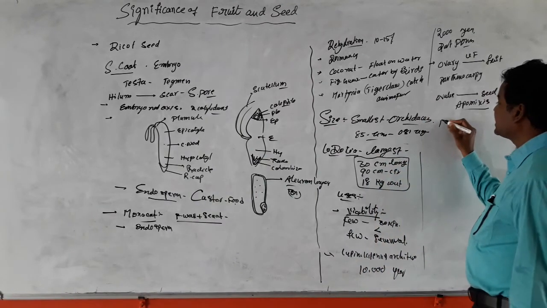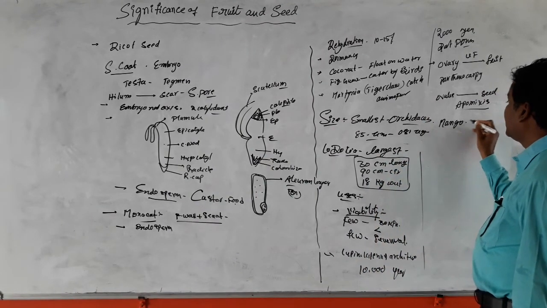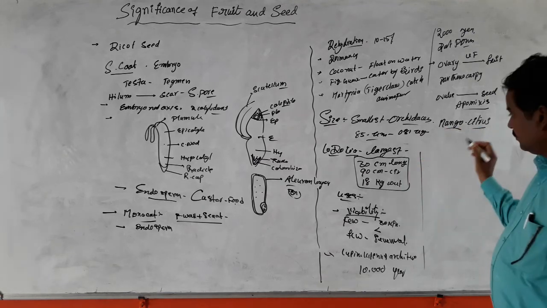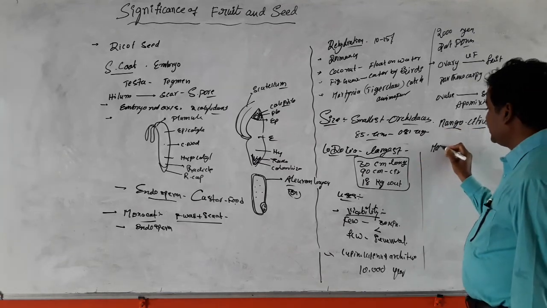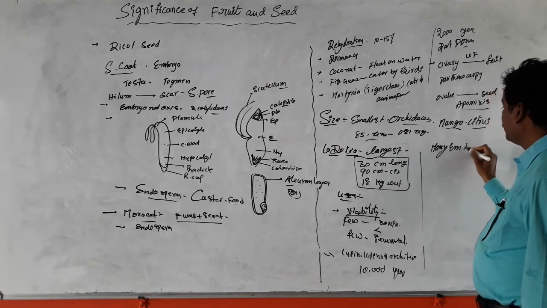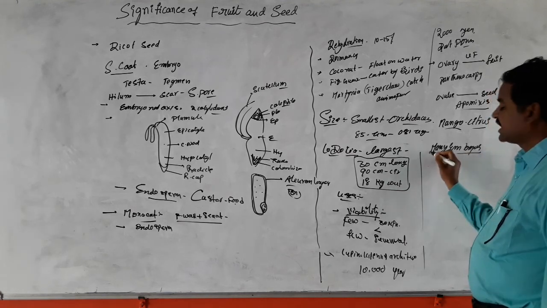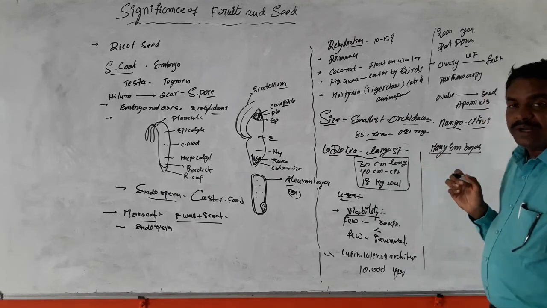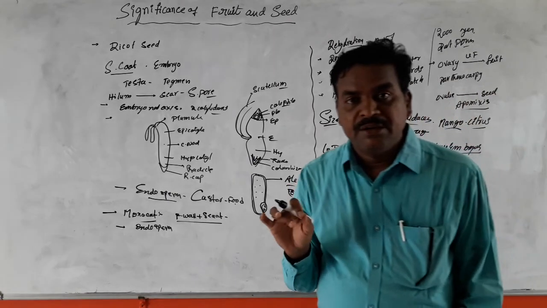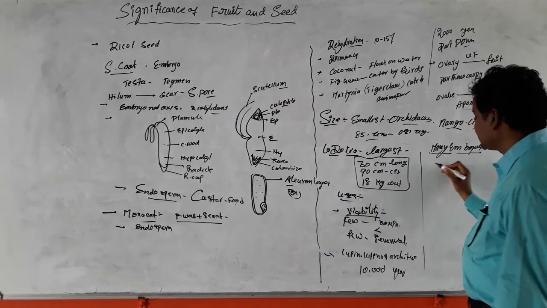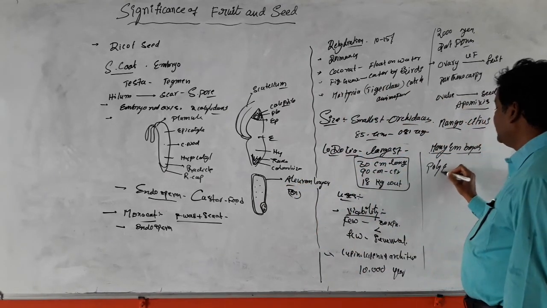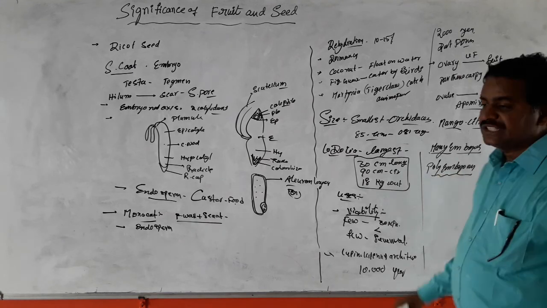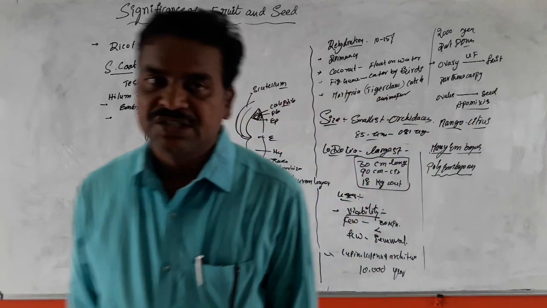Similarly, in the case of mango and citrus, one seed contains many embryos. The presence of more than one embryo within the same seed is considered polyembryony. So these definitions are the most important definitions.